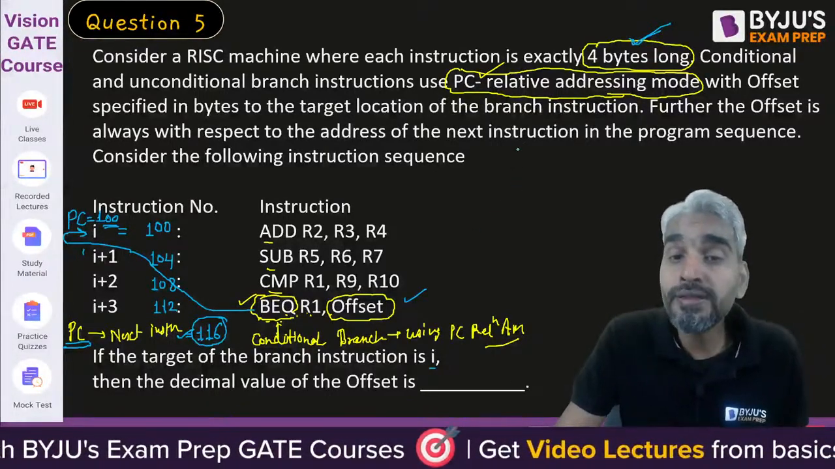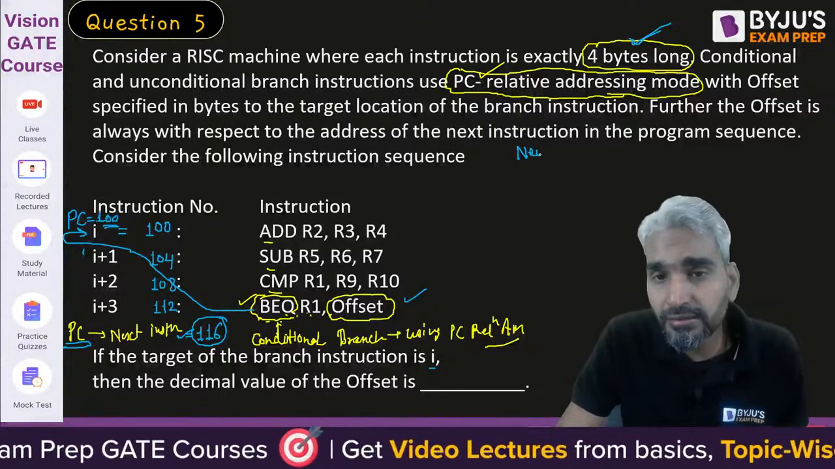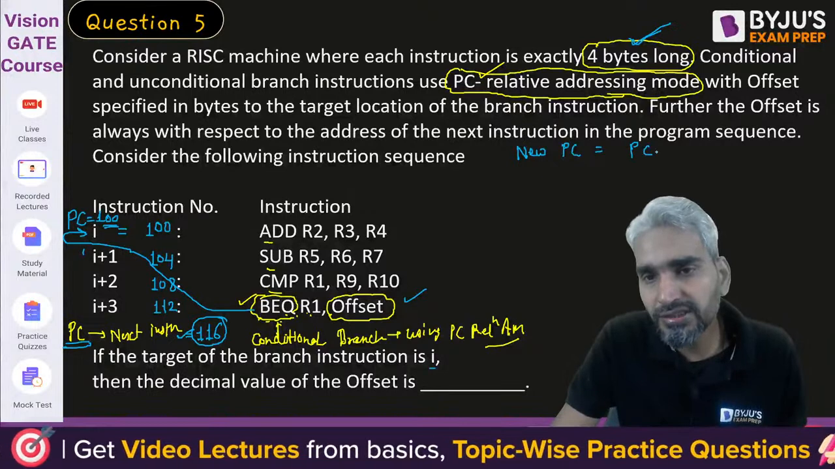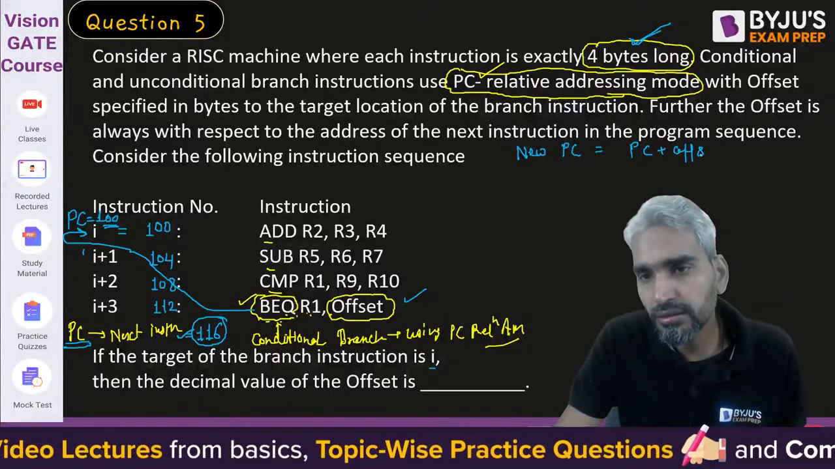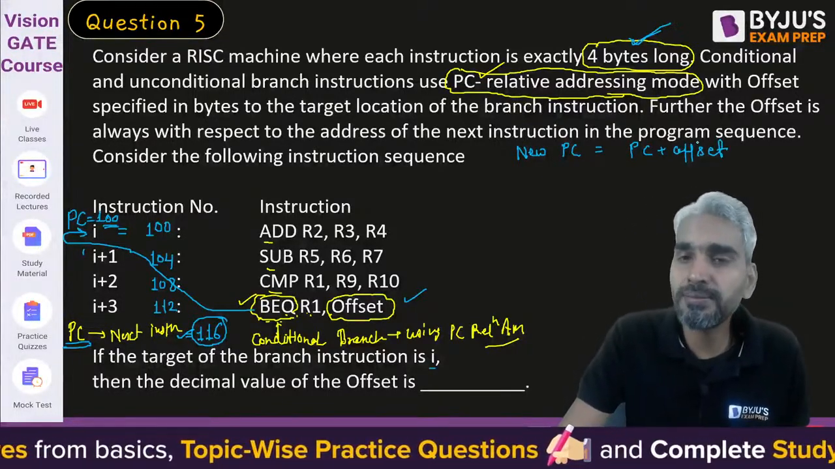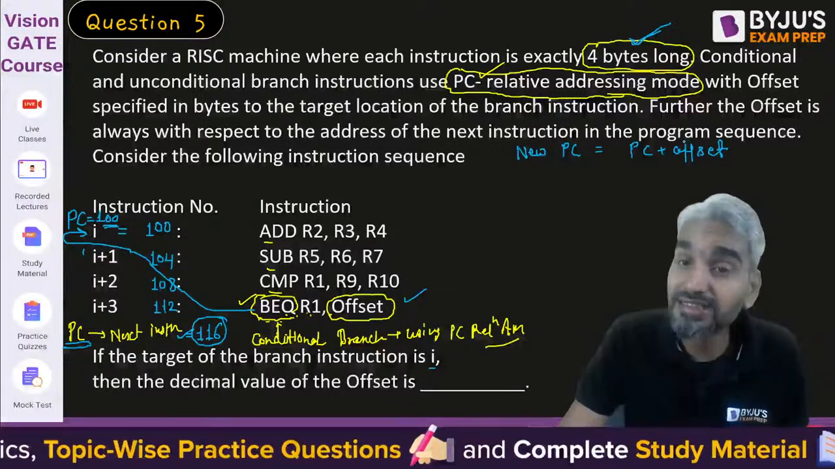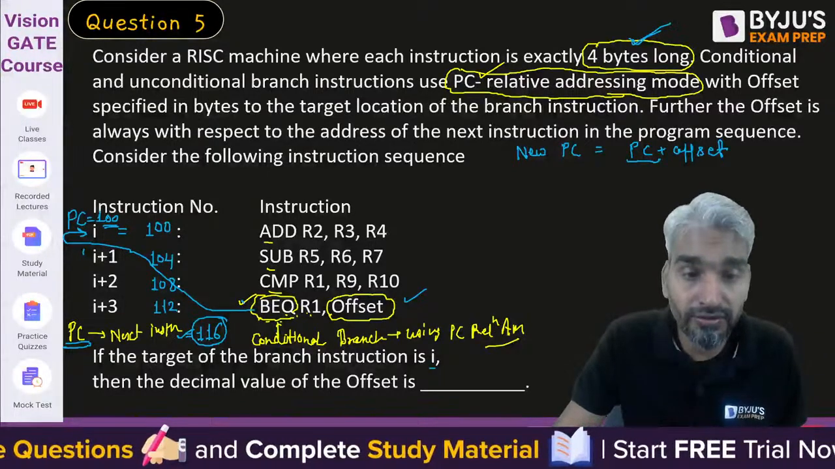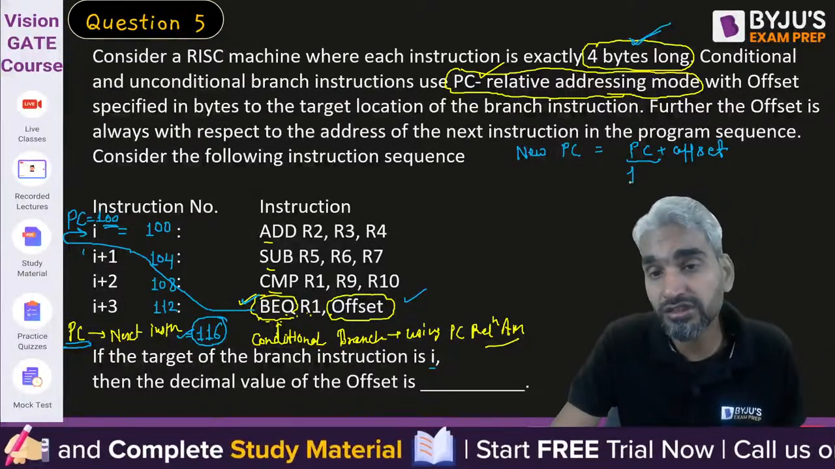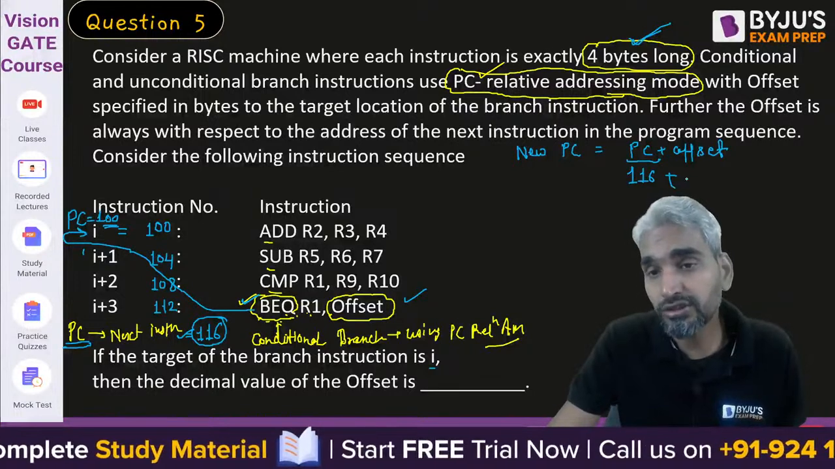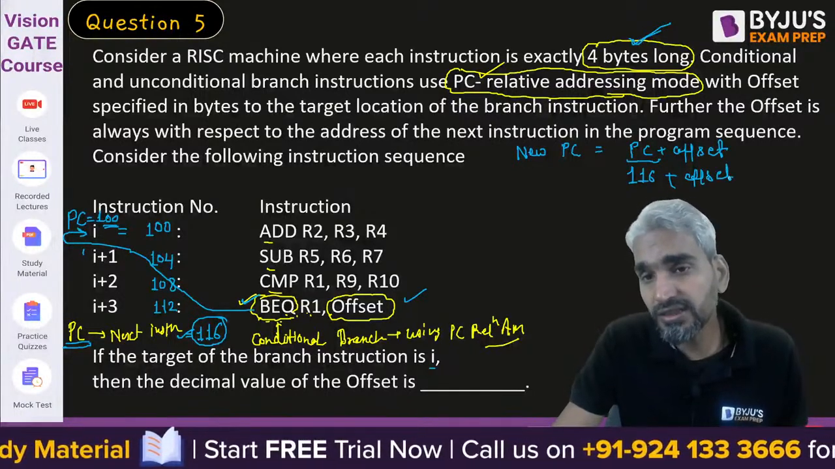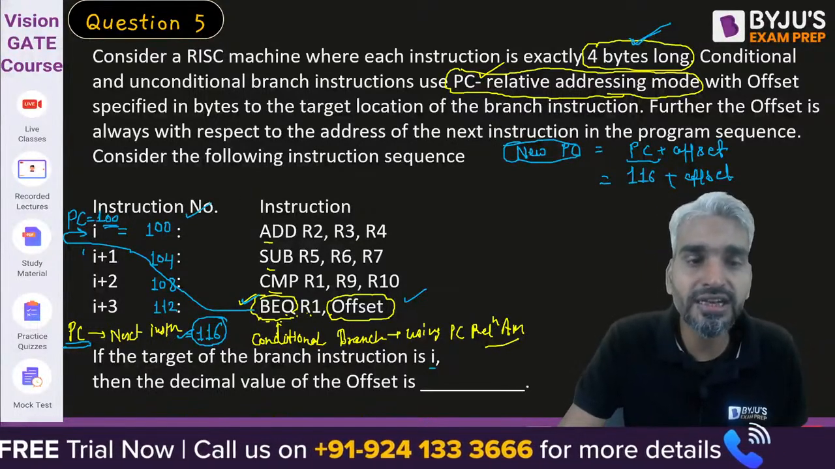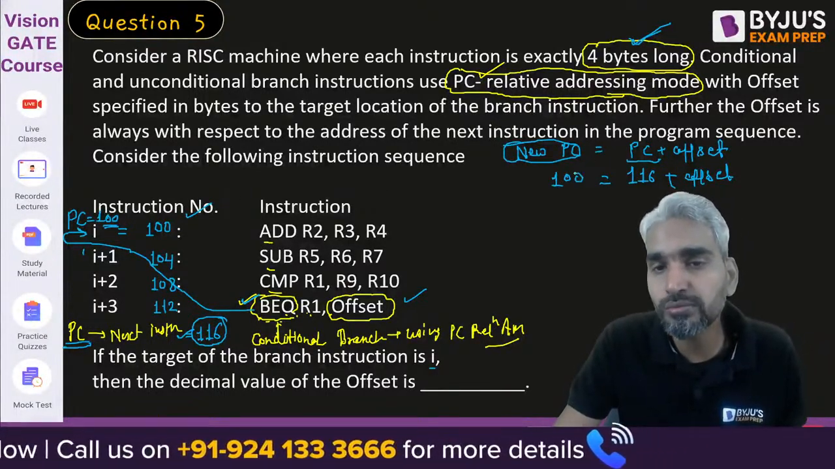What will be the new PC? The new PC will be PC plus offset because of the PC relative branch instruction, right? So what is the current value of PC? The current value of the program counter when we are executing this PC relative branch instruction is 116 plus offset. Because of this, the new PC value which is required is the address of instruction I, that is, the new PC value has to be 100.